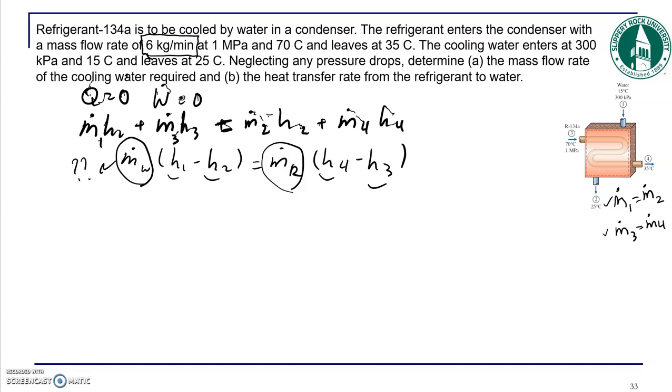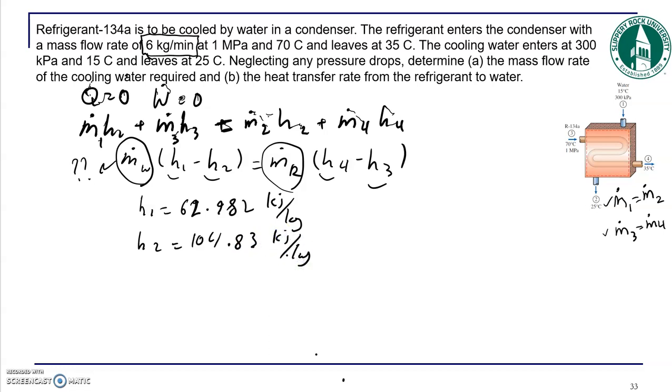So the next thing is to put the numbers in. Once you found all the enthalpies, you put the numbers in. Just to make sure, once you found them, make sure your numbers are correct. 62.982 kilojoule per kilogram, that would be h1. h2 will be 104.83. We found these numbers from the table. I just showed you how to do that. You can do the same thing for R134a.